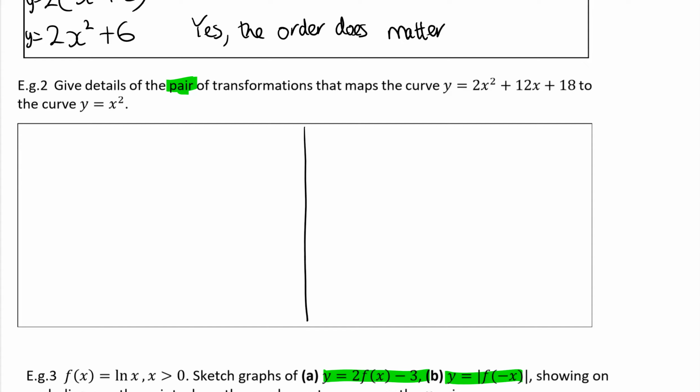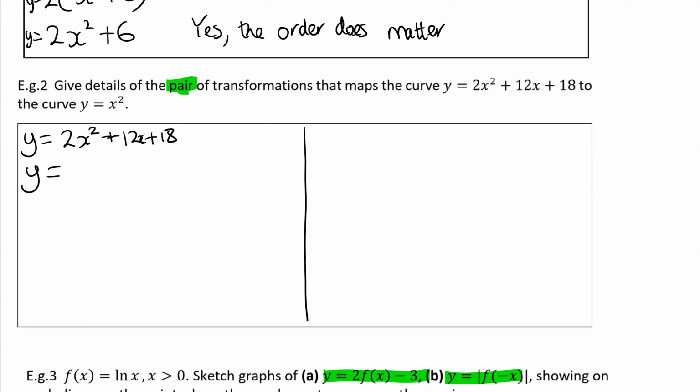What this means is I'm starting off with this 2x squared plus 12x plus 18, and I need to describe how I would go from that graph to x squared. Now, firstly, what I'd want to do is take this 2x squared plus 12x plus 18 and rewrite it in an easier form to deal with. You can't really tell how you'd go from that quadratic to 2x squared right away. You can't really say what that means to the graph if you take away the 12x, for example.